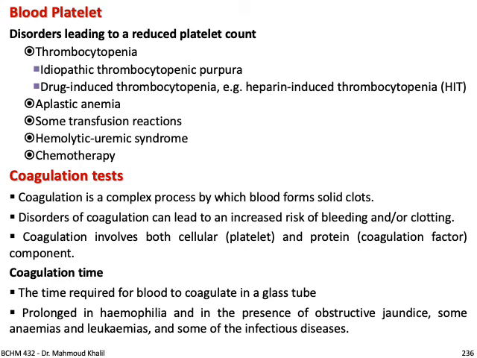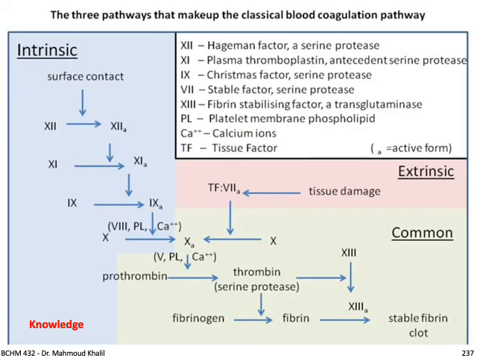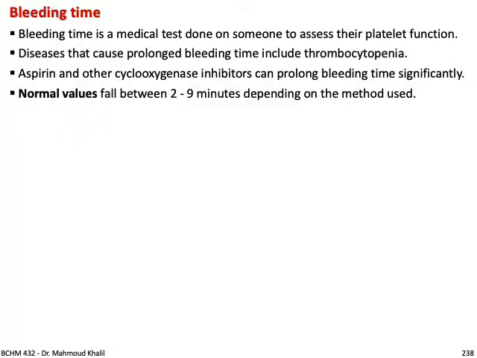The coagulation time is the time required for blood to coagulate in a glass tube. It is very prolonged in hemophilia and in the presence of obstructive jaundice. In some anemias, leukemias, and some infectious diseases, the time is prolonged as well. This figure shows the three pathways that make up the classical blood coagulation pathway, and this slide is only for knowledge. You don't need to memorize or study it by heart.